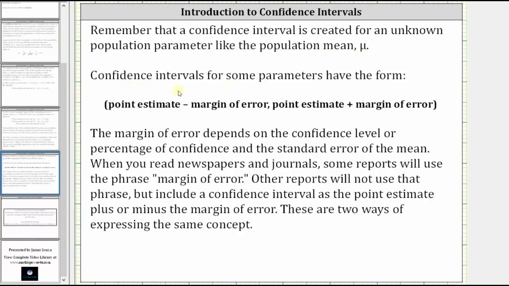Confidence intervals for some parameters have the following form: the point estimate minus the margin of error, comma, the point estimate plus the margin of error. The margin of error depends on the confidence level or percentage of confidence and the standard error of the mean. When you read newspapers and journals, some reports will use the phrase margin of error. Other reports will not use that phrase, but include a confidence interval as the point estimate plus or minus the margin of error. These are two ways of expressing the same concept.